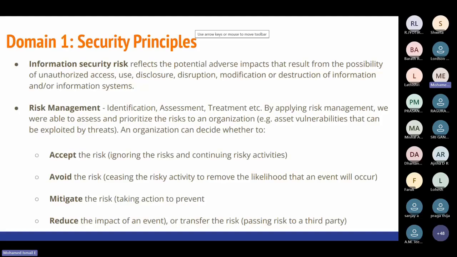But when it comes to risk, enterprises scan their assets like websites or internal web servers or any digital resources. They scan and understand the risk. Based on the risk appetite, they would go with 4 options. Either they accept the risk, avoid the risk, mitigate the risk, or reduce the risk. I'll give you a simple example.